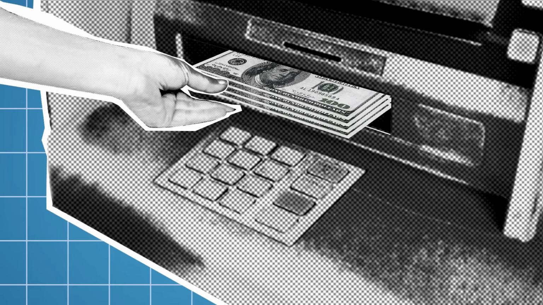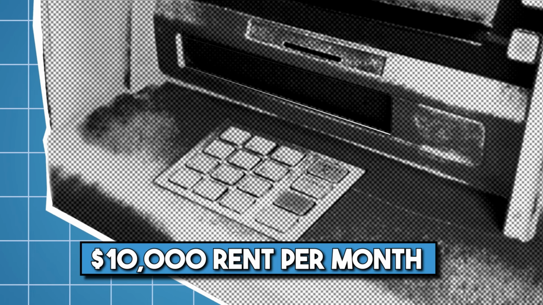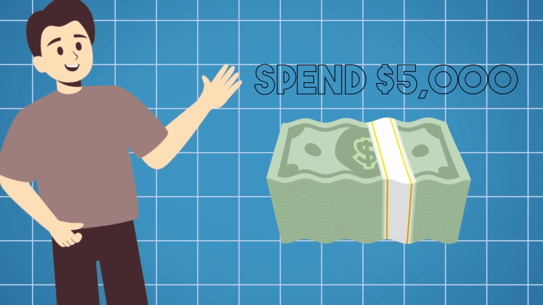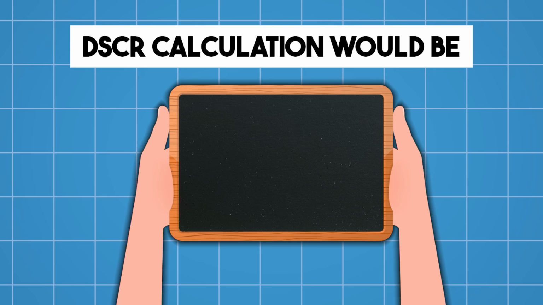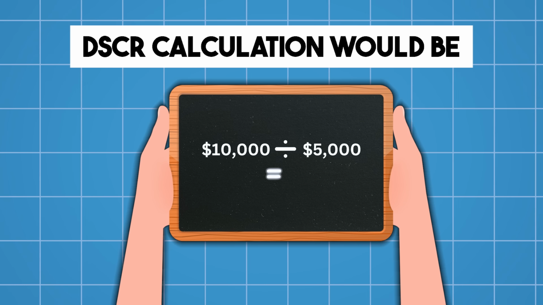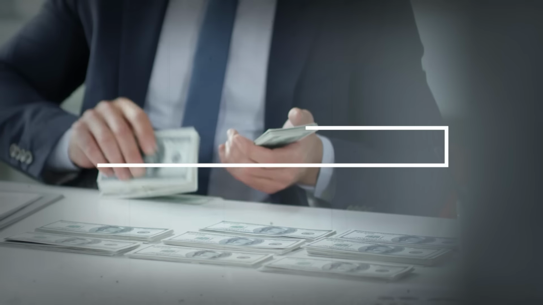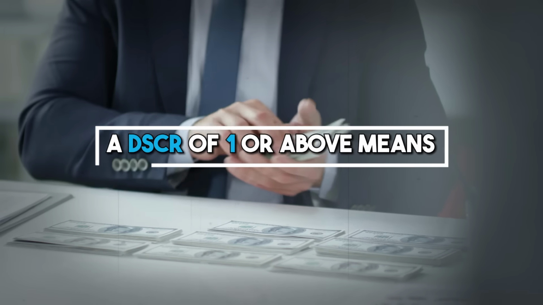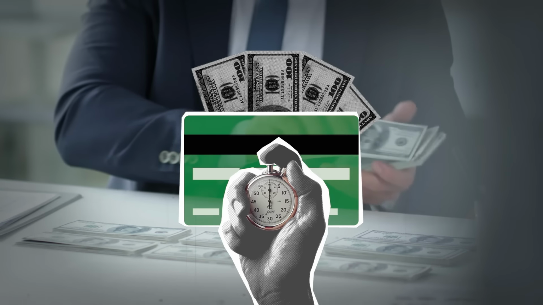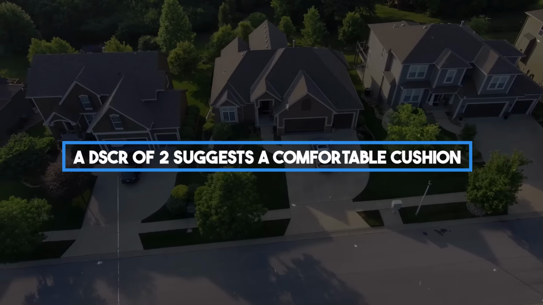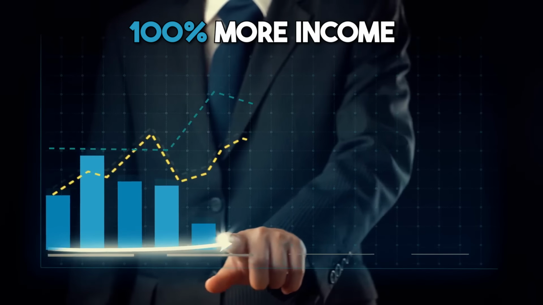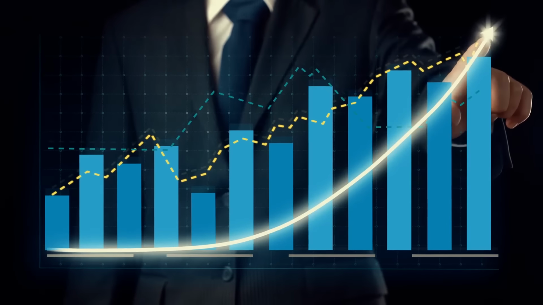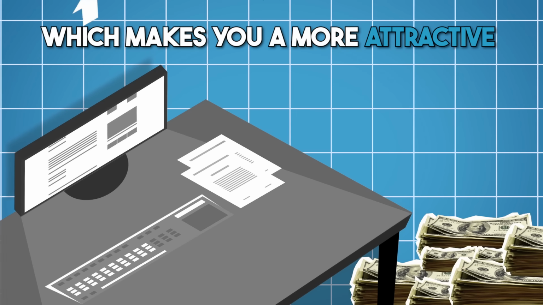For example, if your property brings in $10,000 a month in rent and you spend $5,000 on operating expenses like property taxes, landlord insurance, and loan payments, then your DSCR calculation would be $10,000 divided by $5,000, which equals 2. A DSCR of 1 or above means you're generating enough income to cover your loan payments. In this case, a DSCR of 2 suggests a comfortable cushion, meaning your property generated 100% more income than what is necessary to repay the loan, which makes you a more attractive borrower to lenders.